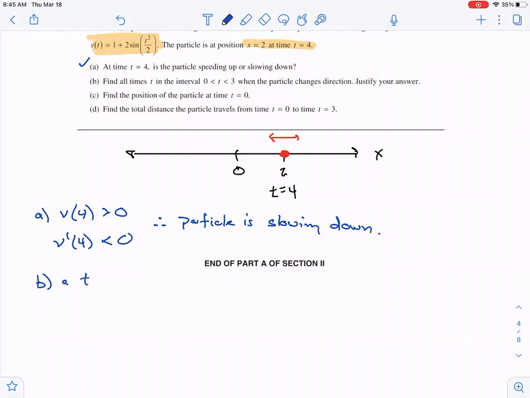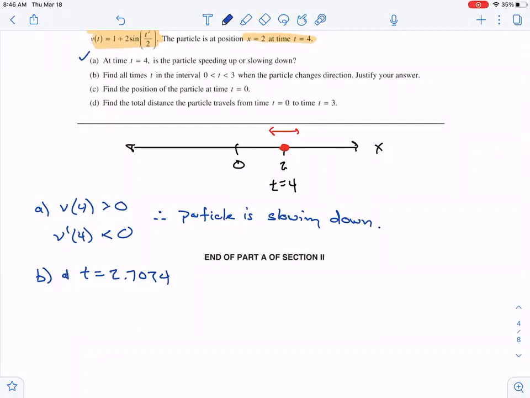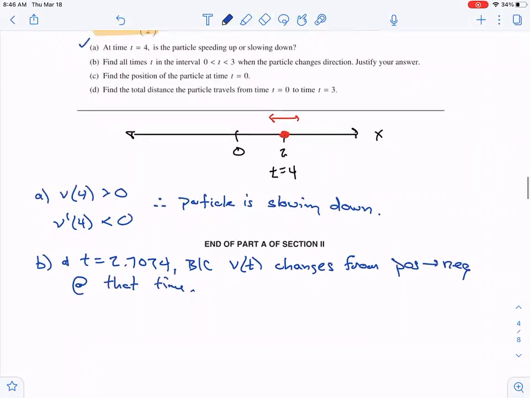So at time 2.7074, that's one of the times where the particle changes direction. And my justification is because v of t changes from positive to negative at that time. Okay? Bada boom, that's my justification for part B.